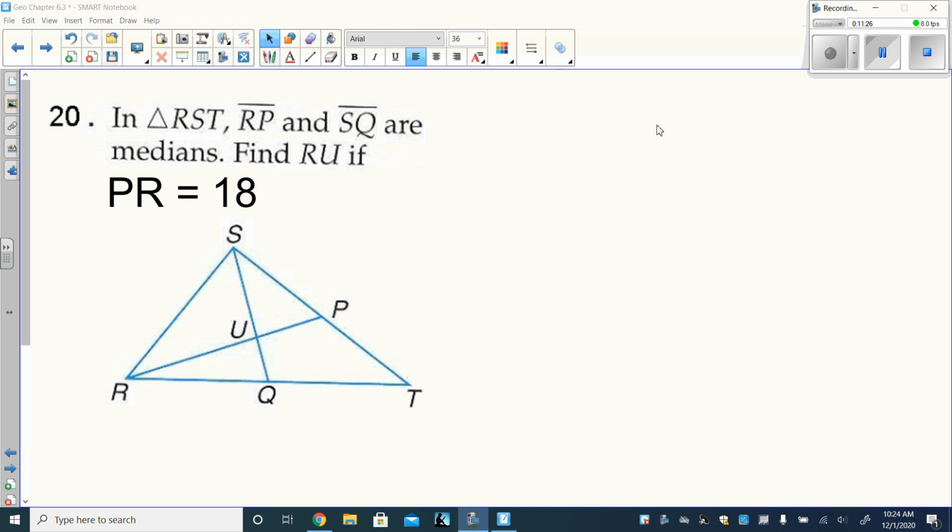Okay, so this is the next one we're going to look at. It's going to be very similar to the one we just did. Now, in triangle RST, PR and SQ are medians. So again, U is our centroid. Find RU if PR is 18.